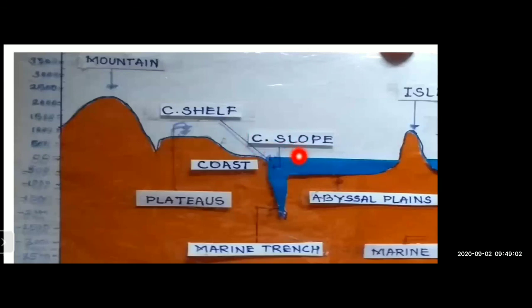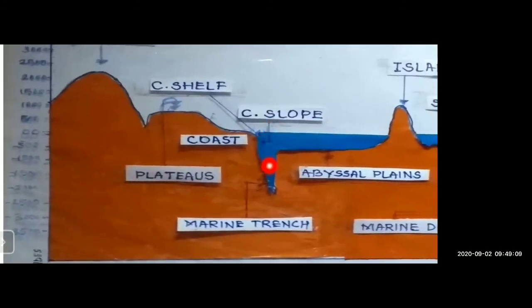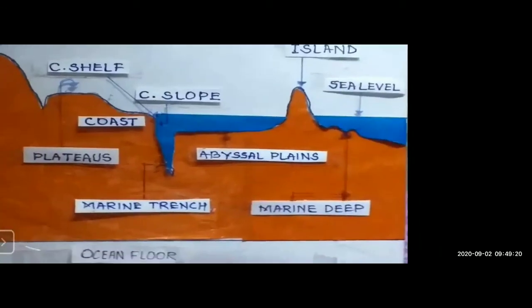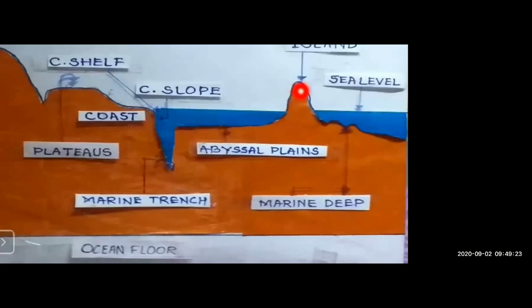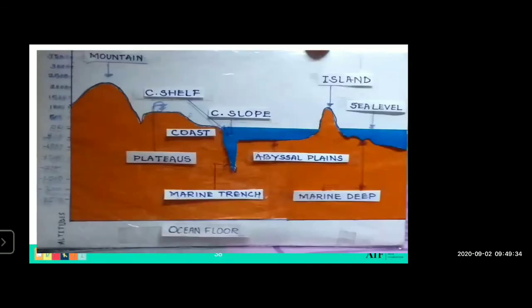And this is the steep slope. So this is the continental slope. Now here this is the marine trench. And this is the abyssal plain, this flat portion which we have seen. This is the island, which is coming out from the ocean, above the ocean. Now this is the level which I've considered as 0.